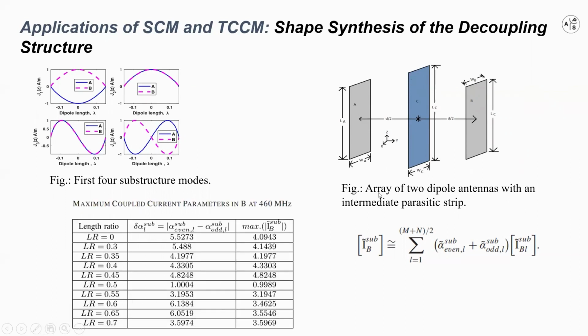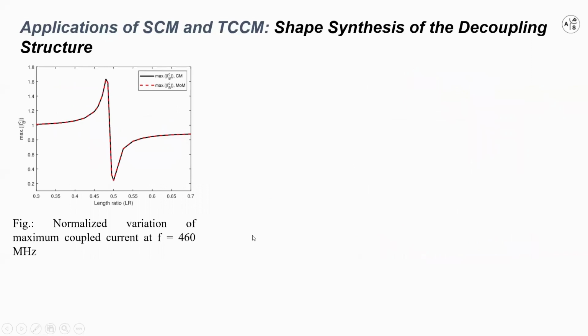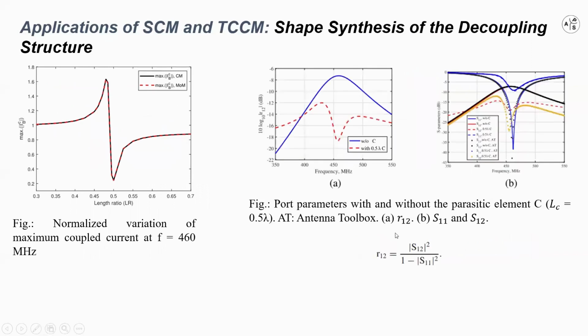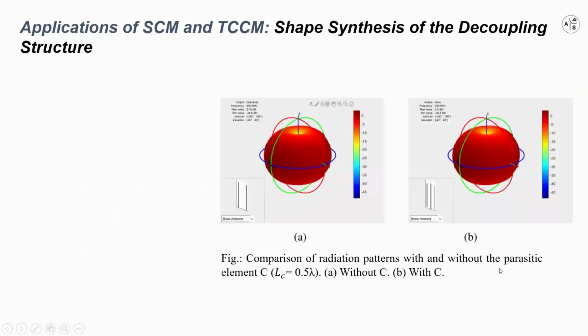Based on this length, the amount of coupled current is actually reducing for LR equals 0.5, that is the length ratio. And with that length ratio, we can see the maximum coupled current is also reducing. From comparison with the port parameter, we see that with 0.5 λc, the coupling is minimum. A comparison with the Antenna Toolbox is provided here. We can also see the field perturbation with this 0.5 λc is also reduced here.